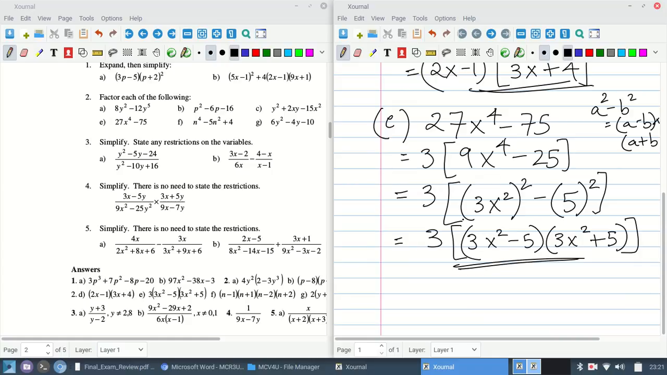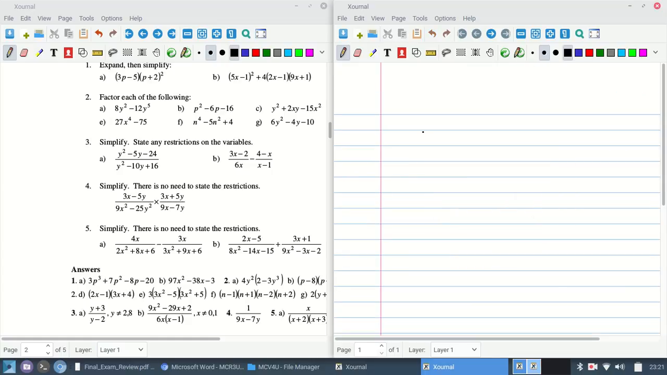Okay. So now I'm going to discard. I'm going to start over. So this is f. Okay. So n to the 4 minus 5n squared plus 4.